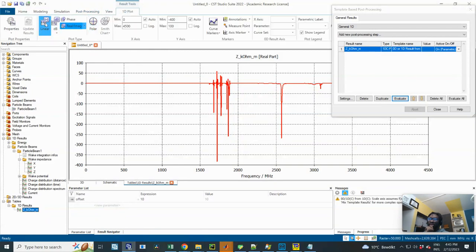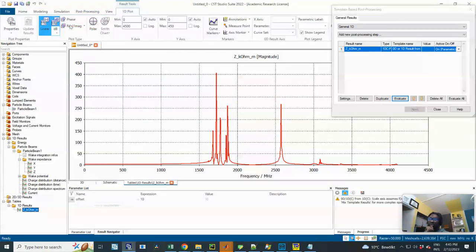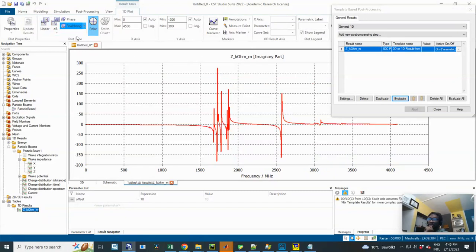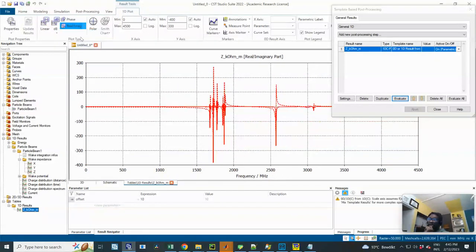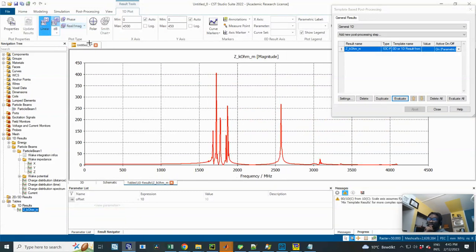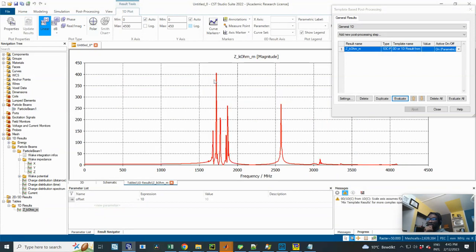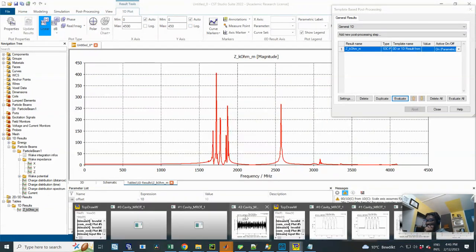So we just change the scale to linear. You could view your real or imaginary. This is the real part, imaginary part, and real and imaginary views both of them. But what we want to do is the magnitude. So this is the magnitude linear, and we could also view it in log form. But let's look at linear because it makes it easier to compare with the other software.